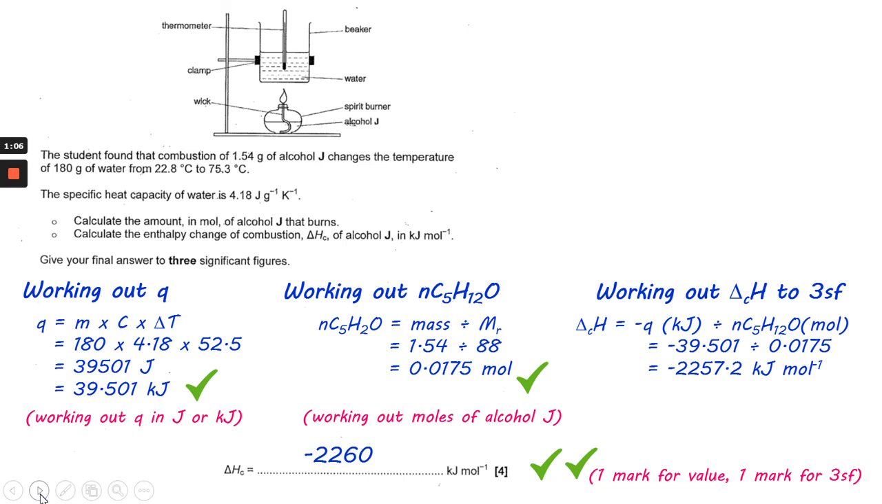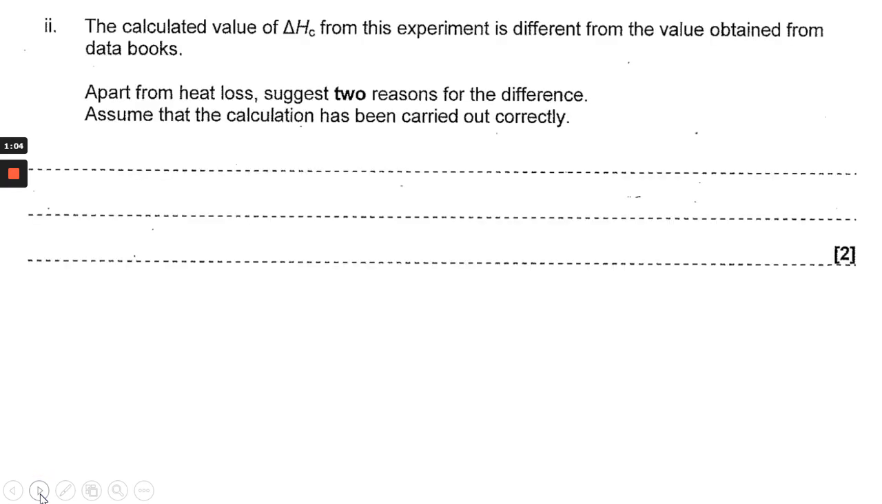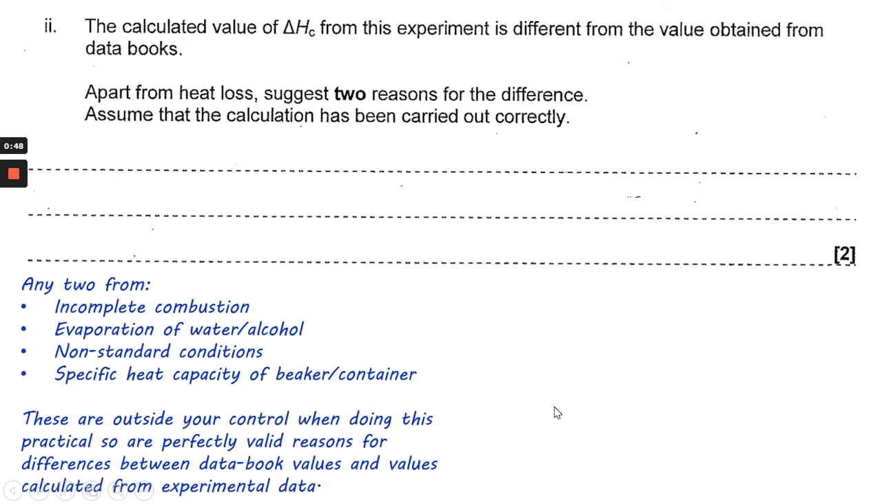So now the final part of the question says the calculated value of ΔcH from this experiment is different from the value obtained from data books. So apart from heat loss, so ignoring heat loss, and we're assuming that the calculation has been carried out correctly, we need to think about factors that are outside our control. So any 2 from incomplete combustion, water or alcohol evaporation, non-standard conditions or specific heat capacity of the beaker.